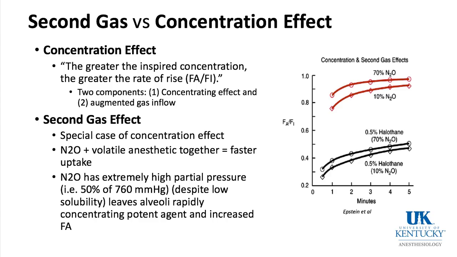You're delivering 50%. 50% of 760 would be about 380. So there's a pretty high partial pressure nitrous oxide being delivered. Even though it has a low solubility, there's a lot of it taken up from the alveolus. And as it's taken up from the alveolus rapidly, it concentrates the halothane or the other volatile anesthetic that's left in the alveolus and speeds the onset. That's the second gas effect.